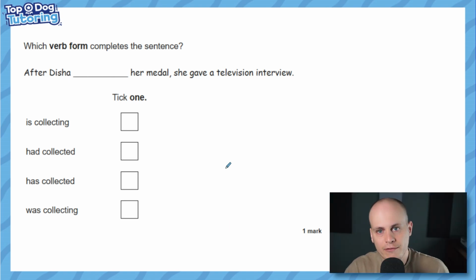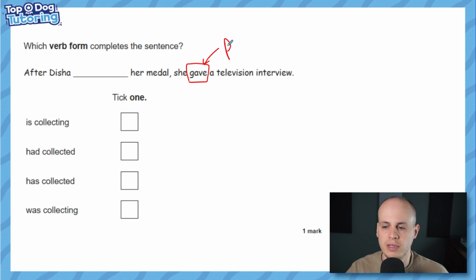It's another great way of wording the question because it's not saying, do we want to use the past perfect or the present perfect? It's just asking you to fill in the gap and you have to kind of work it out yourself. Now, it said, after Disha something her medal, she gave a television interview. Now, the huge clue in how this sentence is supposed to be is the fact that in the next clause, we're in the past tense.